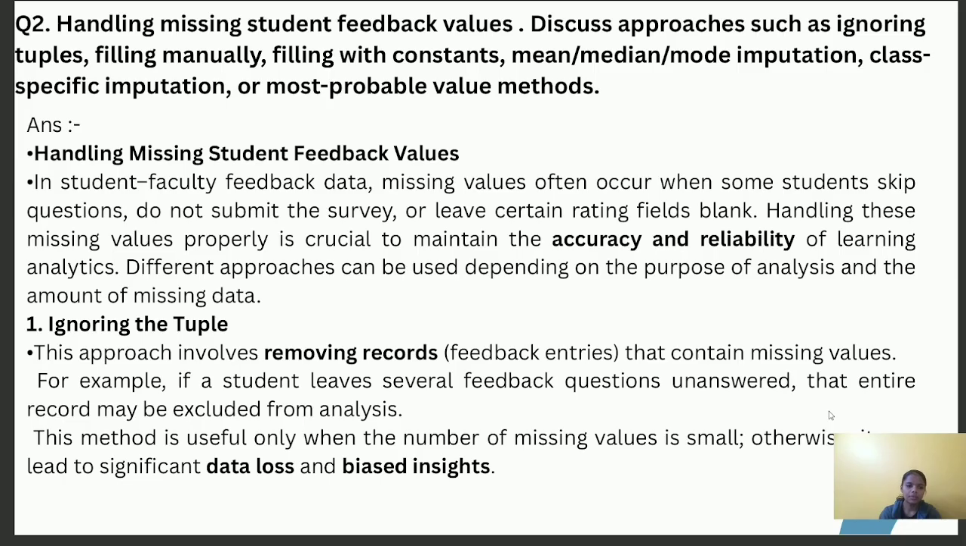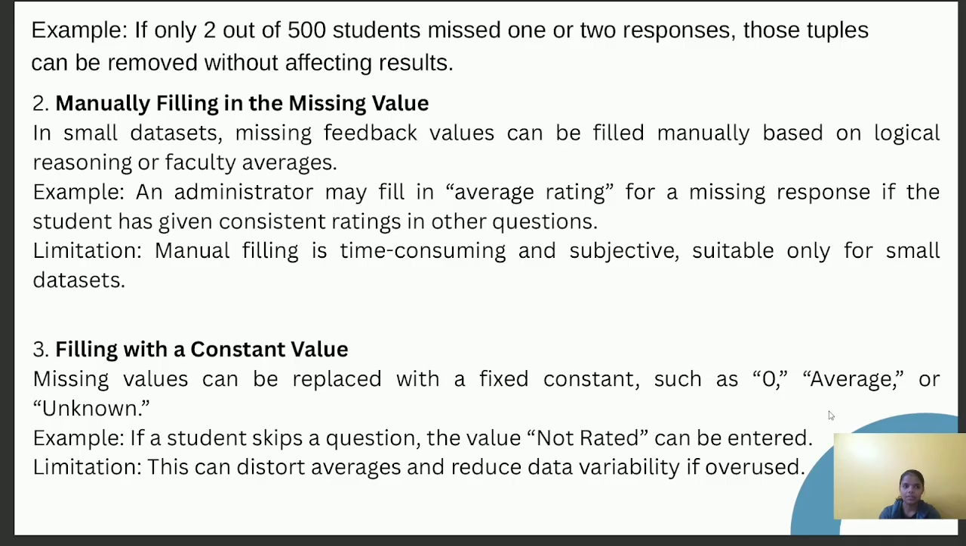Let's see here. This approach involves removing feedback entries that contain missing values. For example, if a student leaves several feedback questions unanswered, that entry may be excluded from the analysis. This method is useful only when the number of missing values is small. Otherwise, it can lead to significant data loss and biased insights. For example, if only 2 out of 500 students missed one or two responses, those tuples can be removed without affecting the result.